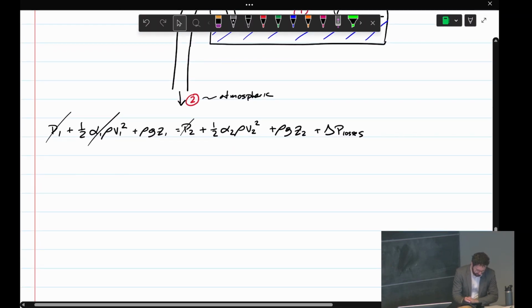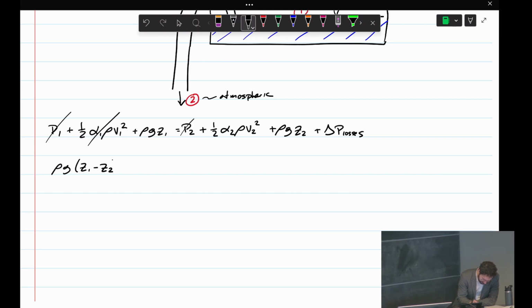Okay, so we get rho g (z1 minus z2) is 1/2 alpha 2 rho V2 squared, plus we also only have one sort of branch, and I mean one diameter in our system, so we don't need to sum the losses, we just have the one loss. So f L over D rho V2 squared over 2. We will have a couple of different losses though.